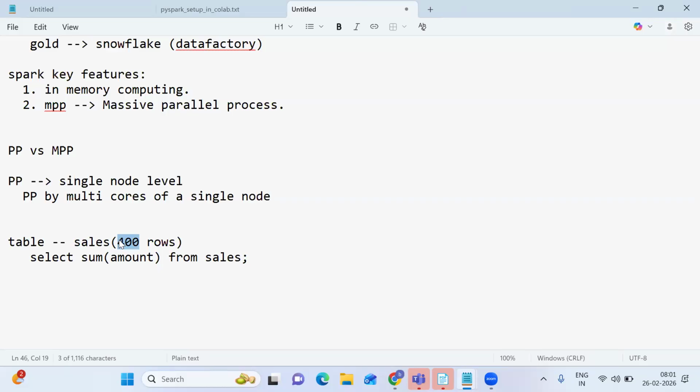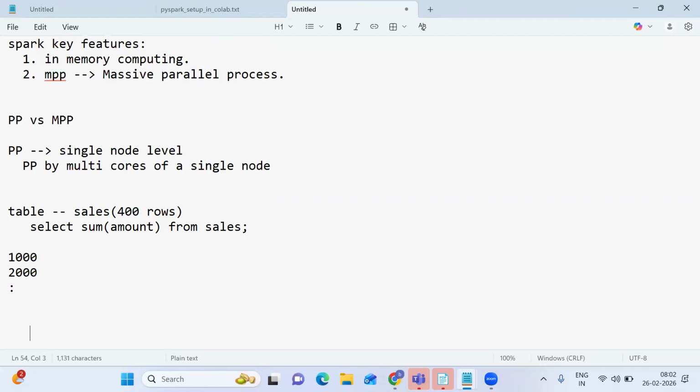Forget about MPP. In normal systems, if I run the same query in my database, what is the execution style? Row by row. It will go row by row. If I have 400 rows, first it will take the first row. Think that these are the amounts: 1000, 2000.